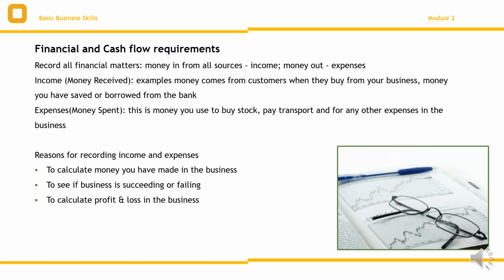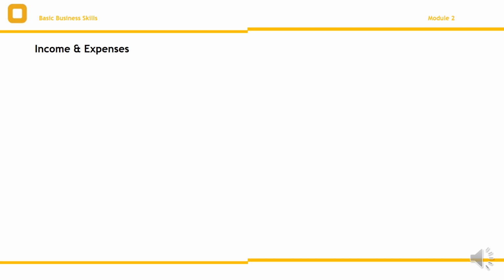So as a business owner, it's important that you record all monies that come into the business and all monies that come out of the business. This will enable you to see how much money is being made in the business. It will also assist you in terms of seeing whether the business is succeeding or failing, and also to see whether the business is making a profit or a loss. So it's important that you record your income and your expenses.